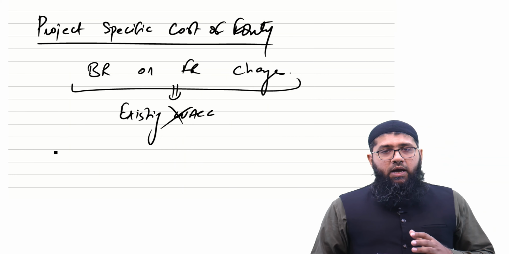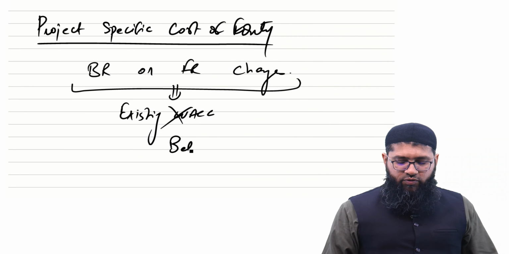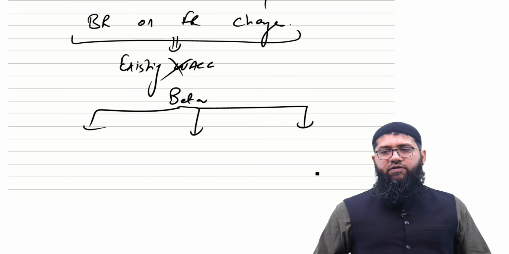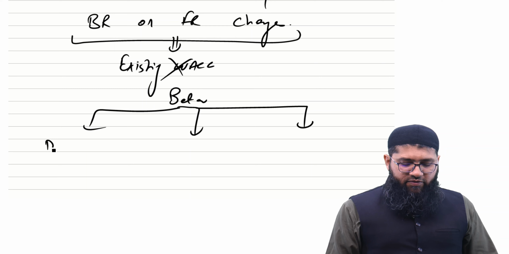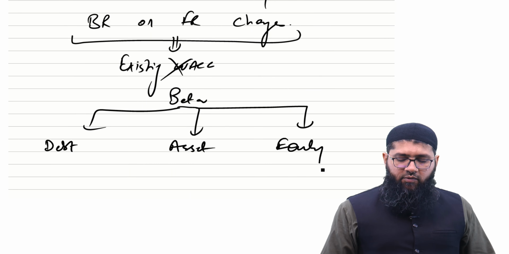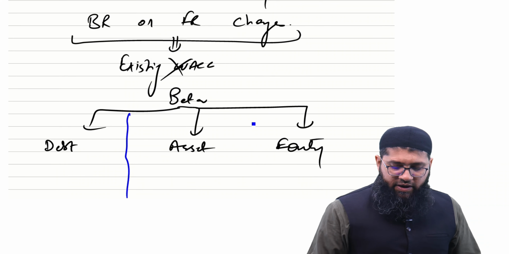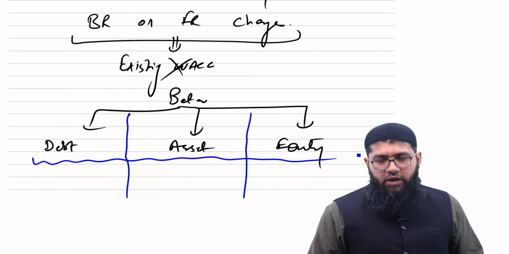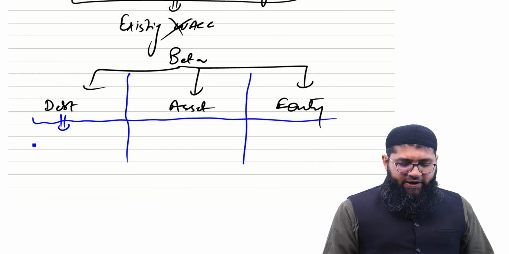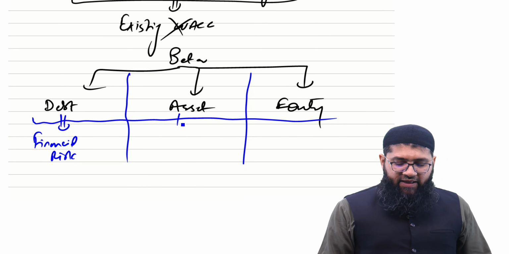Now, before I go on to the project specific cost of equity revision, I need to tell you that there are different types of betas. What are those different types of beta? One of them is called debt beta, one is called asset beta, and the third is called equity beta. What exactly are the differences between them? Let's talk about them. The debt beta is a measure of the financial risk. The asset beta is a measure of business risk.